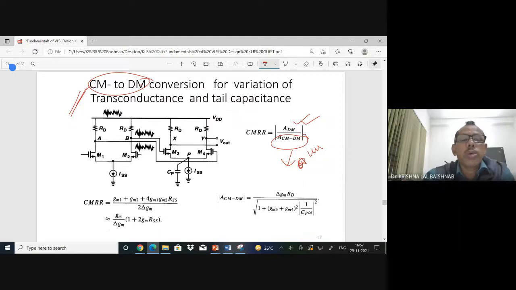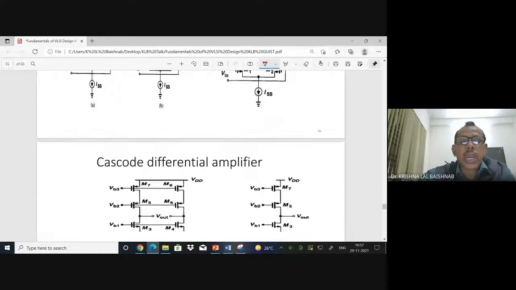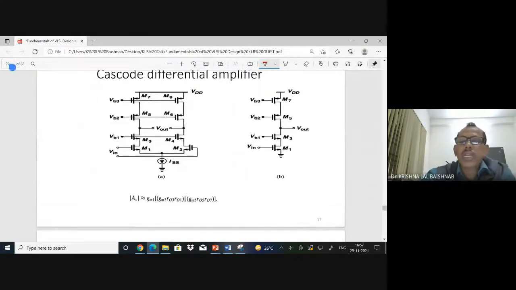CM, common mode, becomes DM. Common mode means noise, maybe other things. Everything is not common mode. It becomes a differential mode at the output. That becomes a nuisance for us. It is undesirable. That should be reduced. Those are things we discuss here. Headroom analysis. Please, a different circuit.